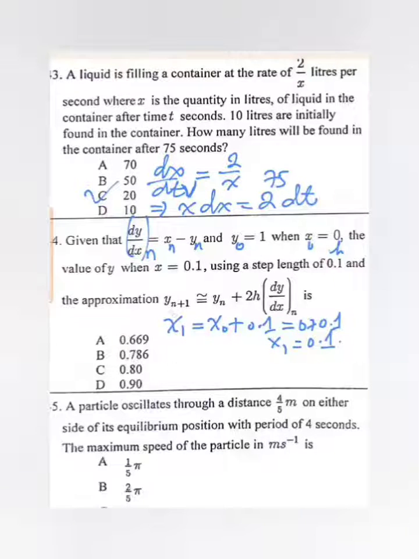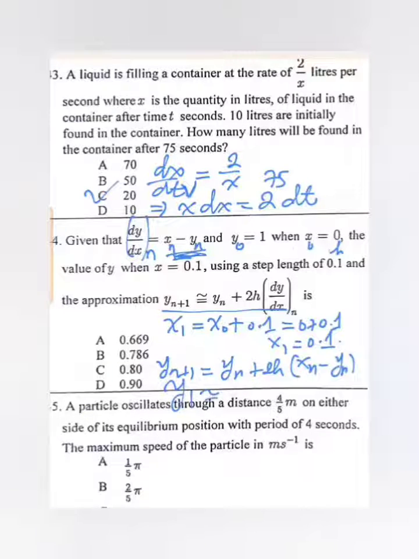So y1 would be obtained from the approximation by substituting n equals 0. But then the approximation should first be yn plus 1 equals yn plus 2h into dy dx n, which has to be replaced by xn minus yn. So xn minus yn. When n equals 0, now we have y1 being approximated to y0 plus 2h into x0 minus y0. And we have that y1 is approximately y0, which is 1, plus 2 into 0.1, the step length, into x naught, which is 0, minus y naught, which is 1.